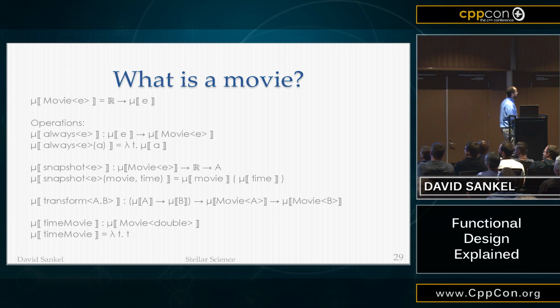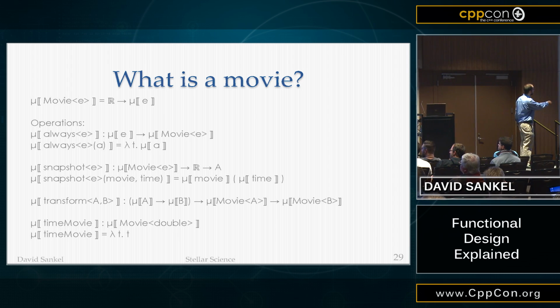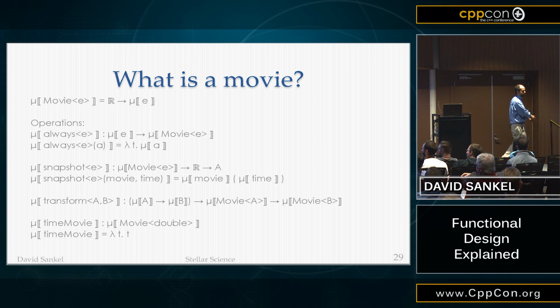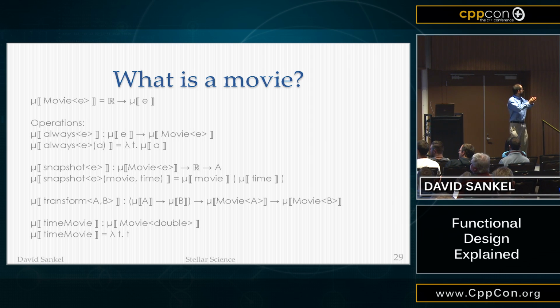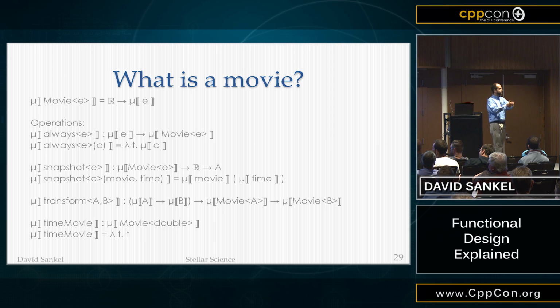But we can come up with some basic operations here. So the meaning of always, this is the lambda notation for this, we're just saying that always A creates a movie that for all time is going to have that value A. So if you want everything to be blue all the time, it's going to be a very boring movie. You can say always blue. Boom, you got a movie of blue. We can take a snapshot of a movie, given a movie and a time. We can take the meaning of movie, which we know is a function, and apply the time to it. So in our mathematical world, taking the snapshot of a movie at a particular time gives you the value at that time.